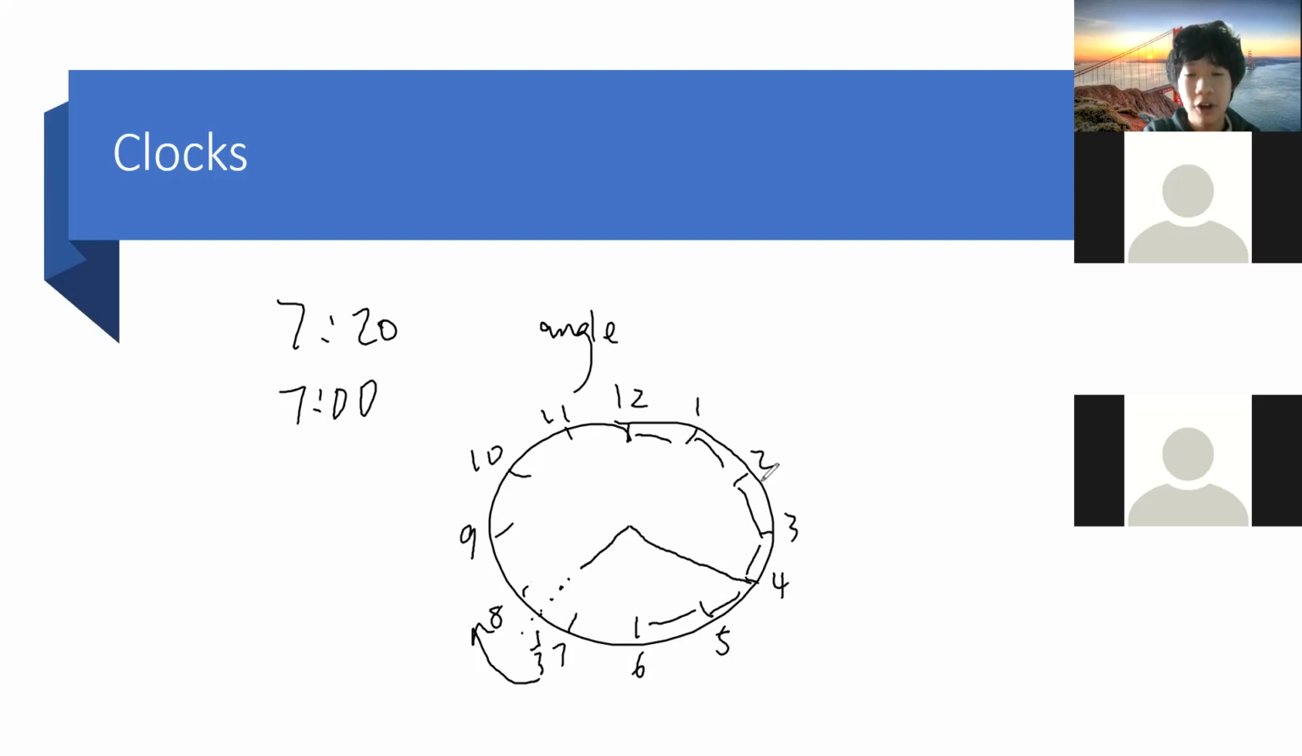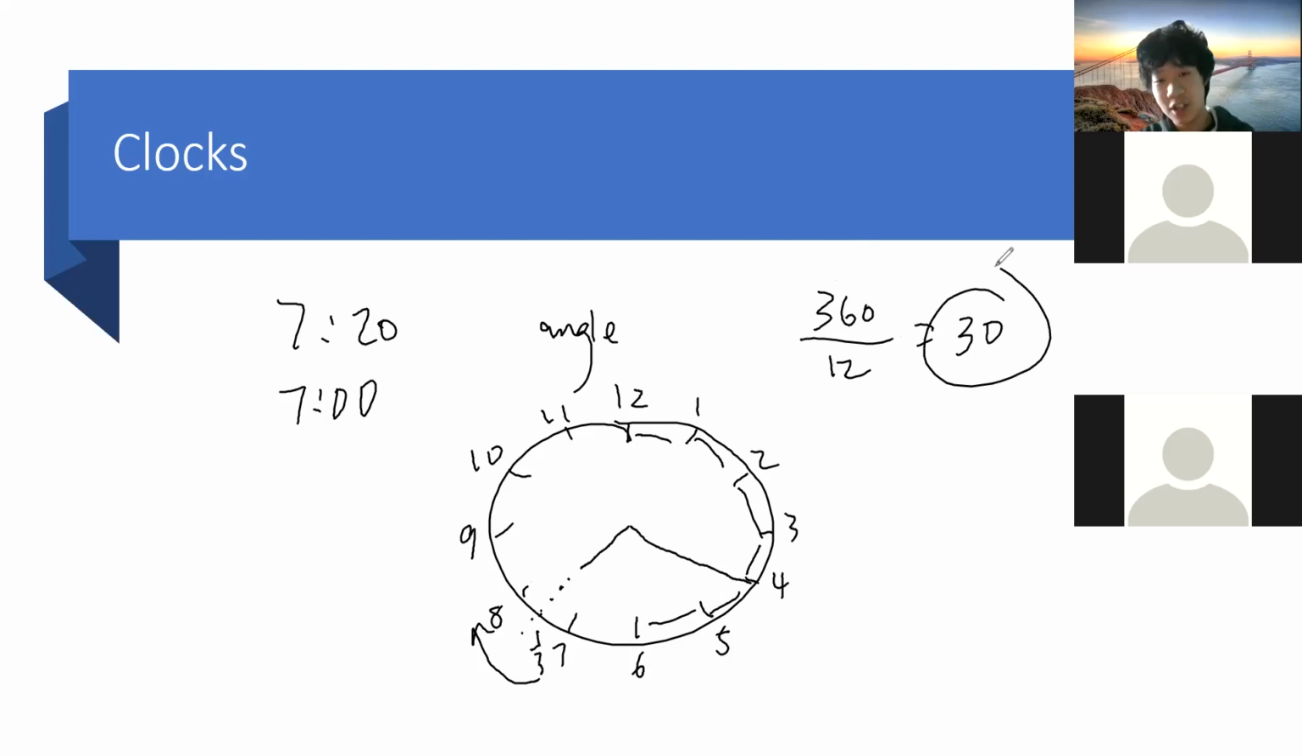So in total, we have 12 notches, which means that in total they make 360 degrees, right? So 360 over 12 means each notch has 30 degrees. And this is something you should remember. Each notch on the clock is going to equal 30 degrees. If we know this, we can just count the notches.